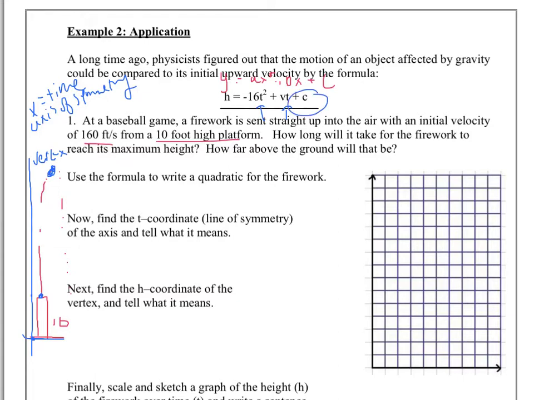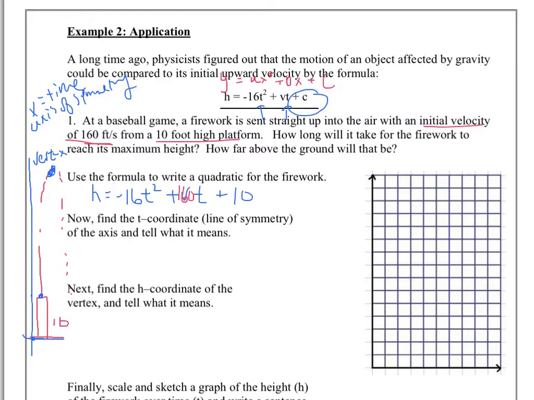So I can now write our formula as h is equal to negative 16t squared plus vt. Let me erase this really quick. Sorry, it says that the initial velocity is 160. So in for v, I'm going to put 160. Sorry, guys. So that should be 160t, and then the y-intercept, plus 10.